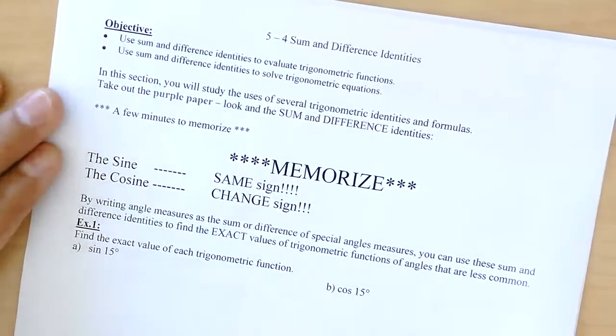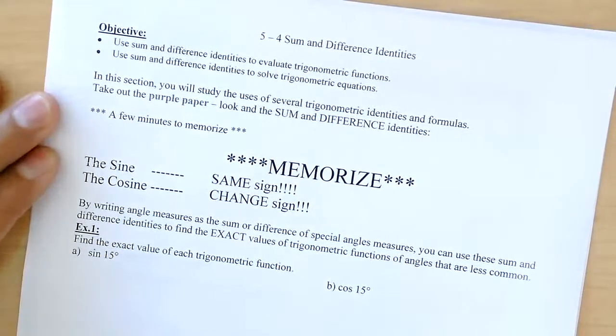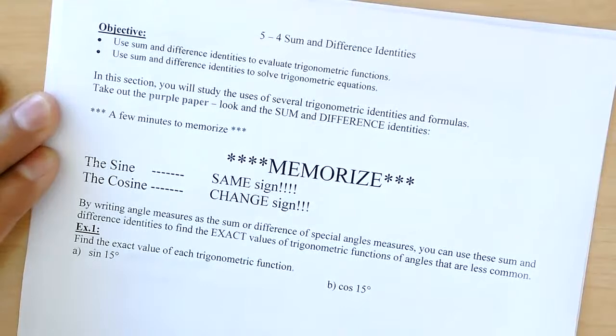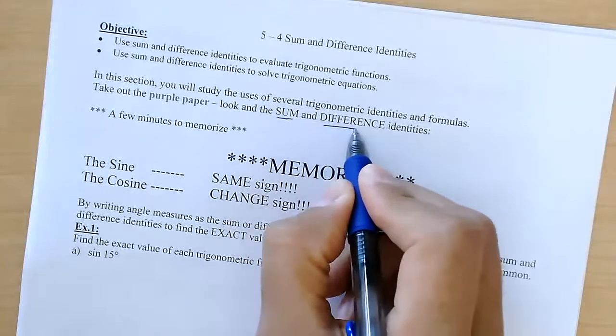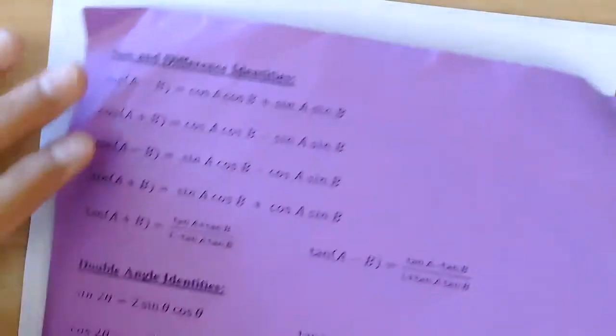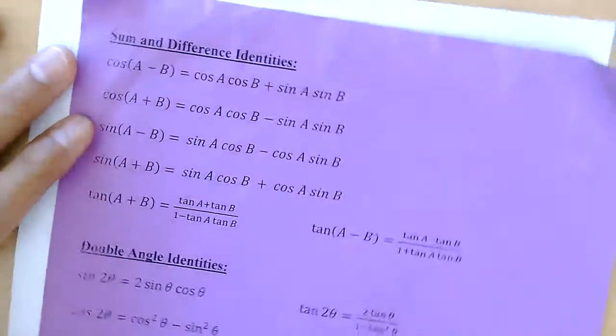Okay, good morning everyone. Today we're going to talk about 5.4, finding the sum and difference identities and some formulas. So what we should have is that purple paper. There are some formulas in the back of that purple paper that you need to know. So we're looking at the sum and difference identities. And I have my paper here.